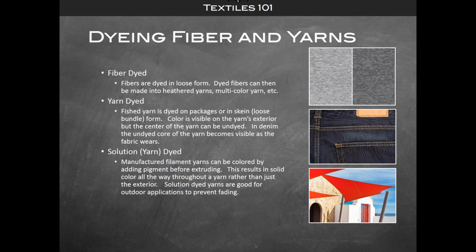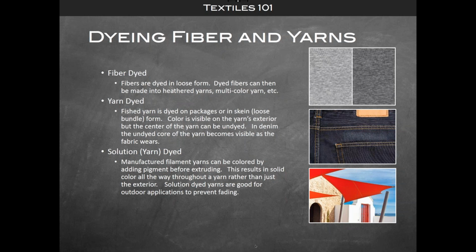Another method of dyeing would be yarn dye. So this is taking a finished yarn, a white yarn, maybe a cotton yarn in this example here, and you dye the yarn after it's already finished. So with yarn dyeing, sometimes the color does not go all the way to the bottom, all the way to the inside core of the yarn.